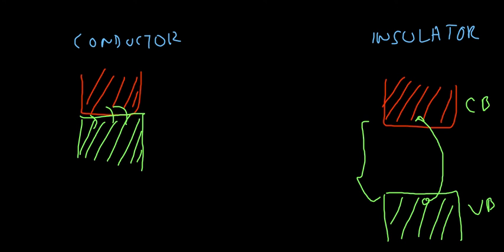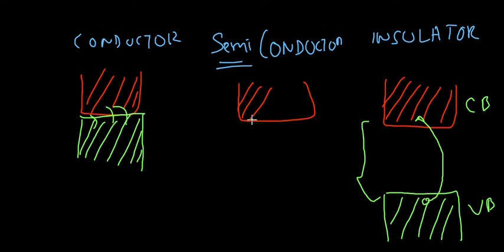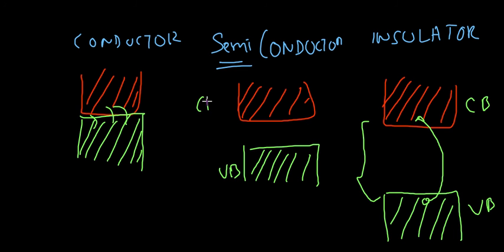Now we'll take the case of a semiconductor. Our semiconductor, as the name indicates, is something in between your conductor and insulator. The name given is semi. What it means by semi is it will have a valence band and a conduction band. This is your valence band, this is your conduction band, but the energy difference is very minimal. It is something in between your insulator and your conductor.